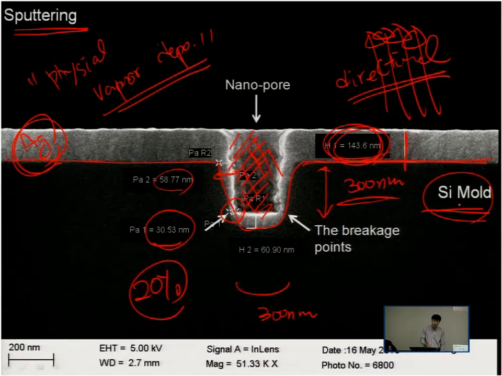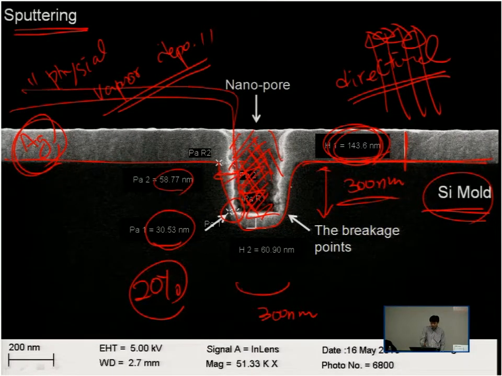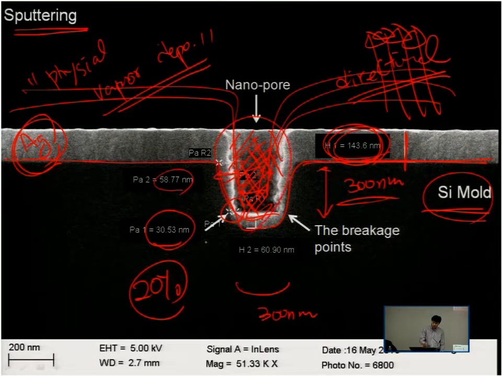But this kind of poor step coverage can be a good advantage. We will discuss that later. But for filling the cavity, it is not a good method. So what happens if we continue to deposit a much thicker film on the same structure?